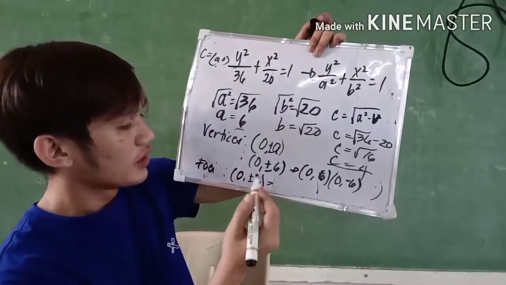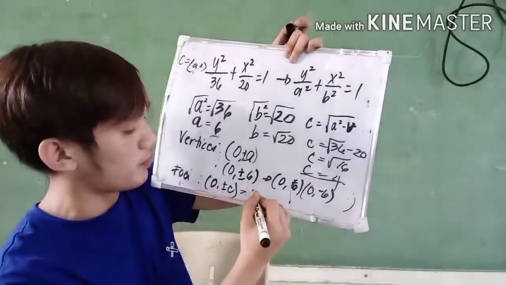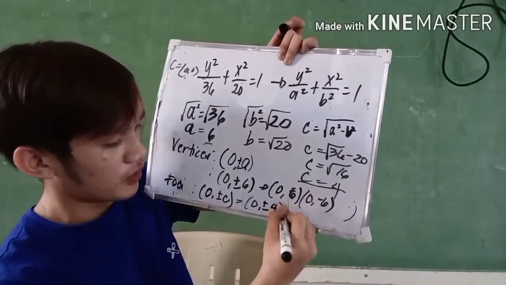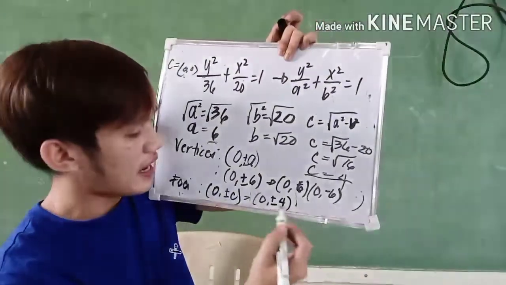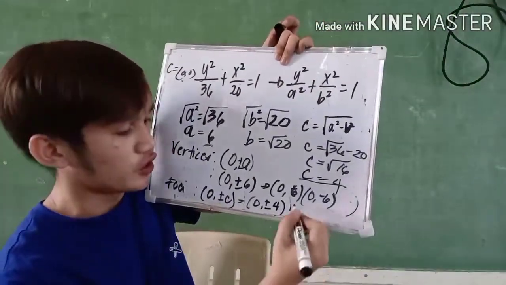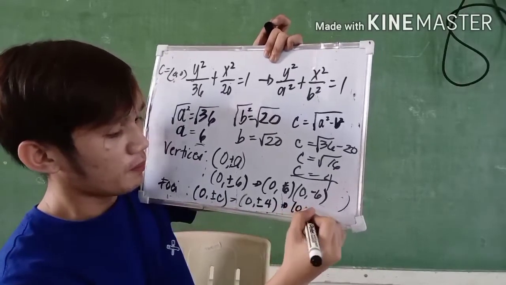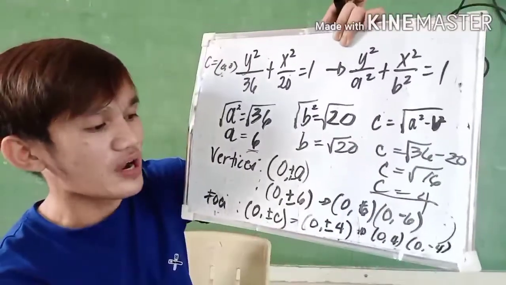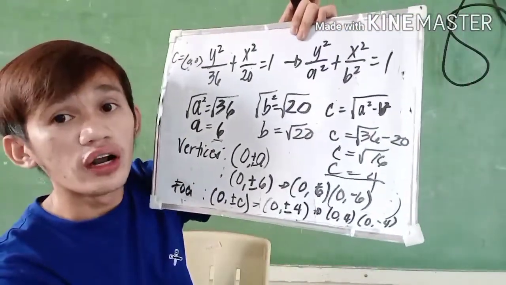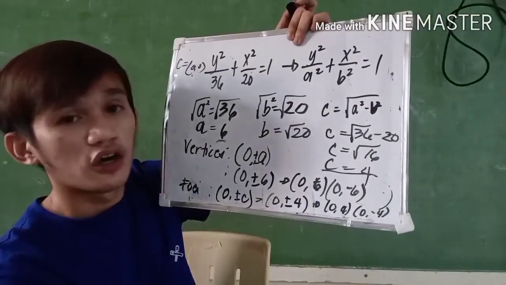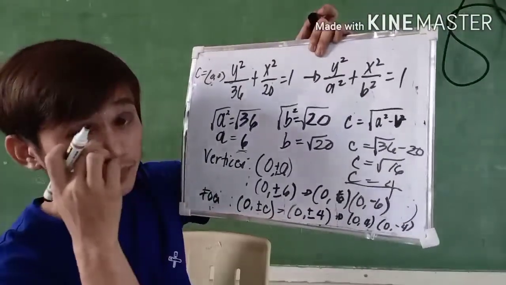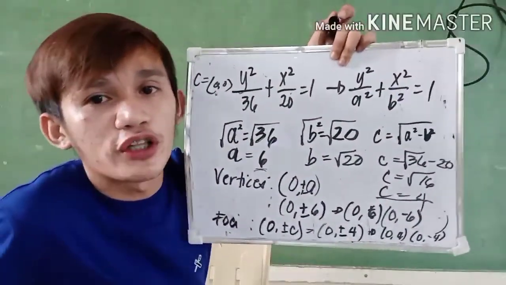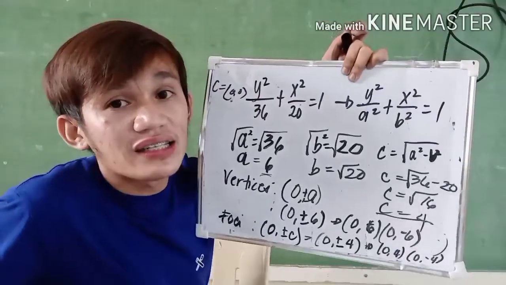So 0 plus or minus c, this will be 0, your c plus or minus 4. Okay? So your foci is 0 plus or minus 4, or this will be 0, positive 4 and 0, negative 4. So the coordinates of your foci is 0, 4 and 0, negative 4. As simple as that. Now, tatandaan po natin para makuha naman po natin ang endpoints ng ating major axis.